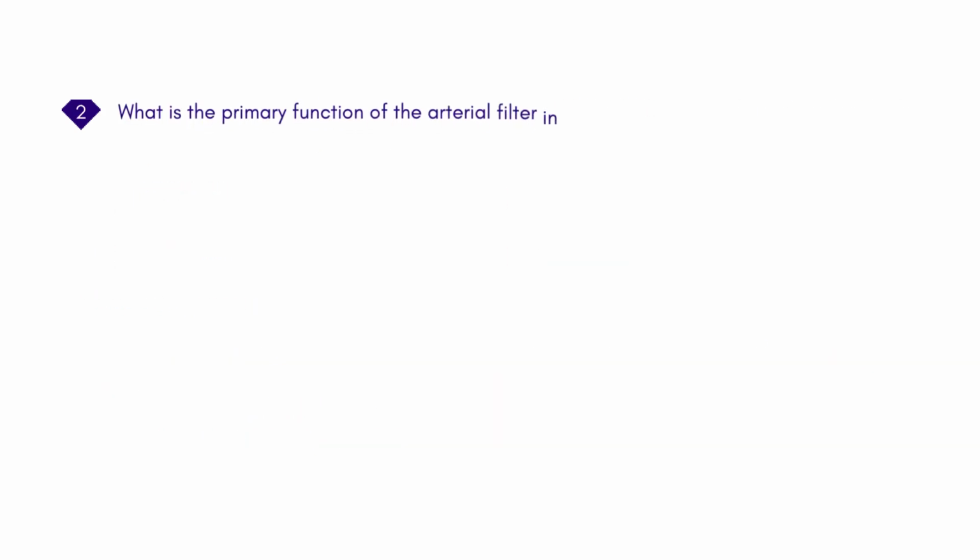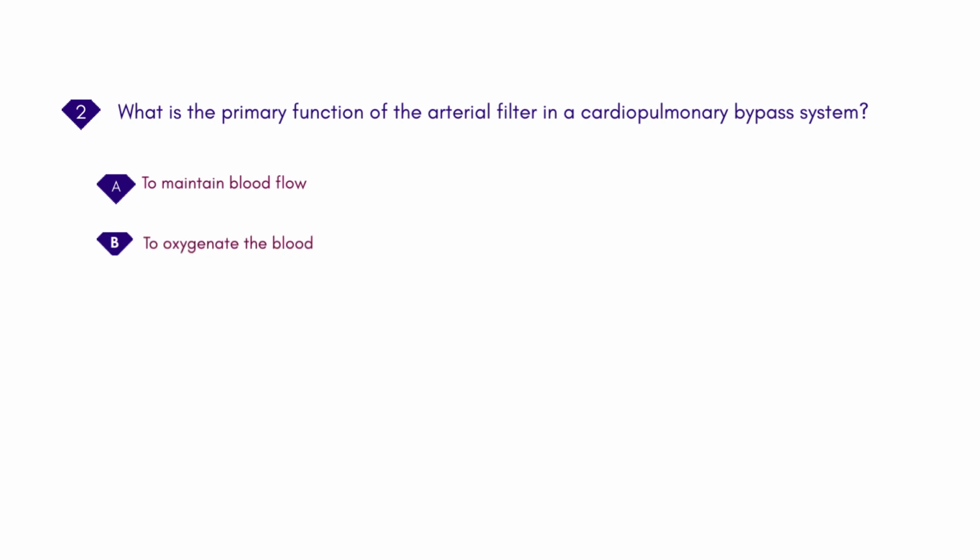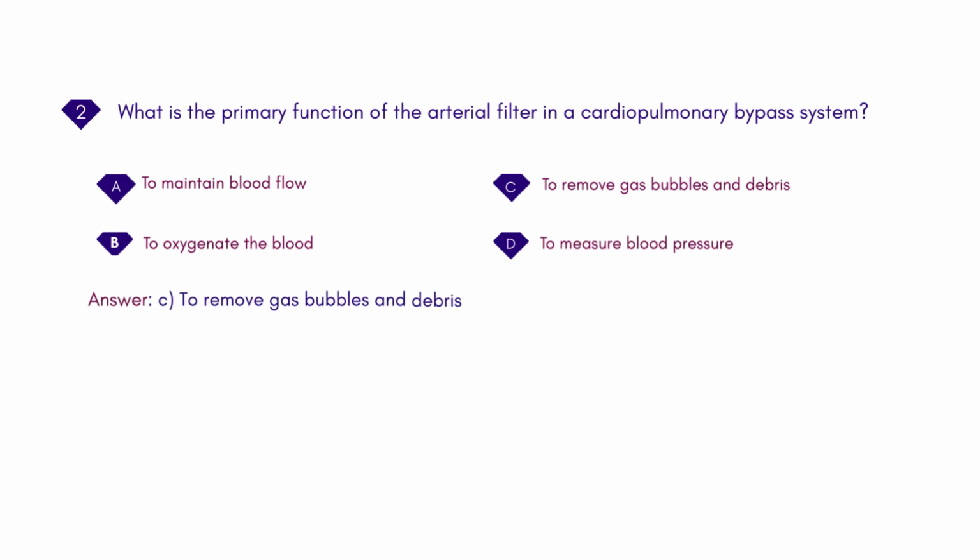What is the primary function of the arterial filter in a cardiopulmonary bypass system? A. To maintain blood flow. B. To oxygenate the blood. C. To remove gas bubbles and debris. D. To measure blood pressure. Answer: C. To remove gas bubbles and debris.